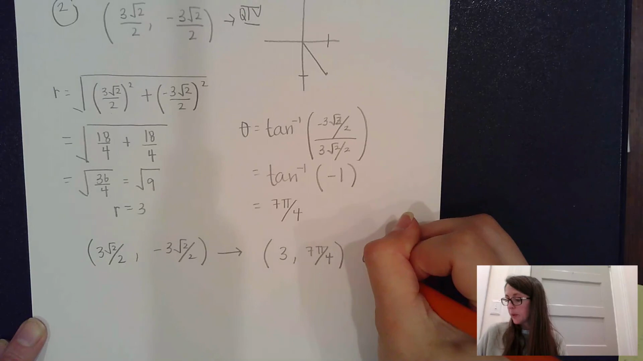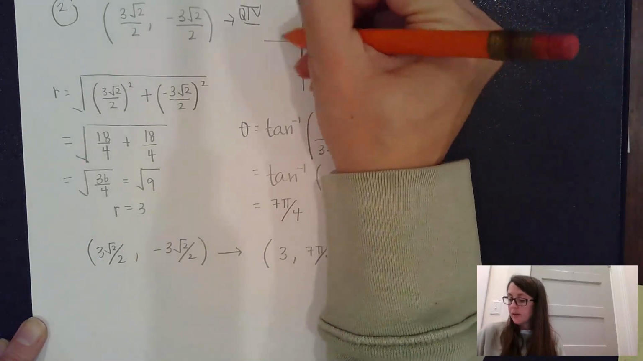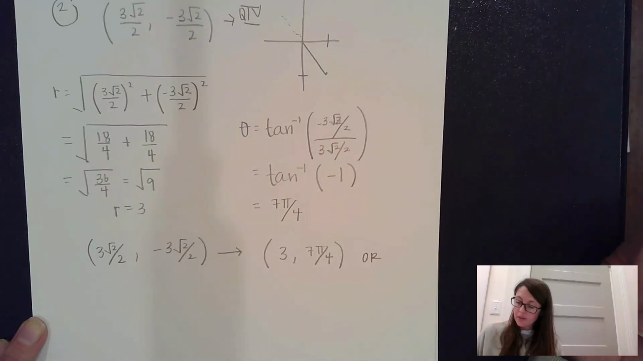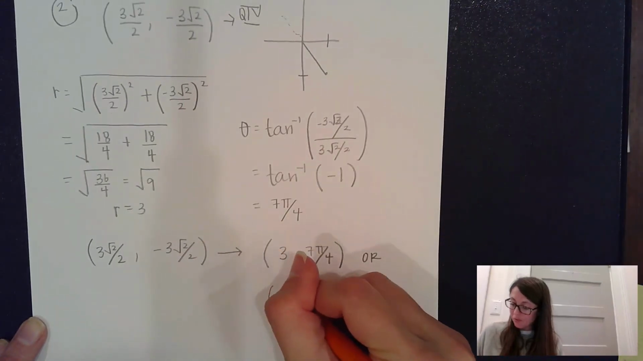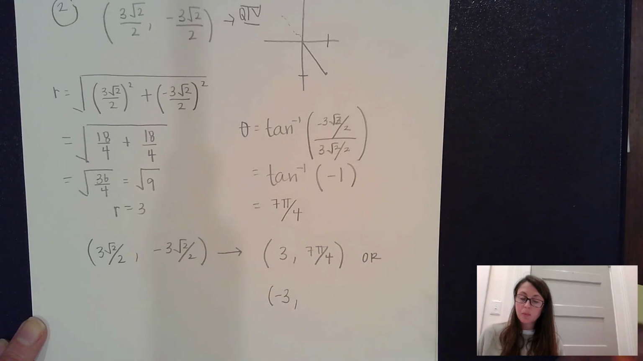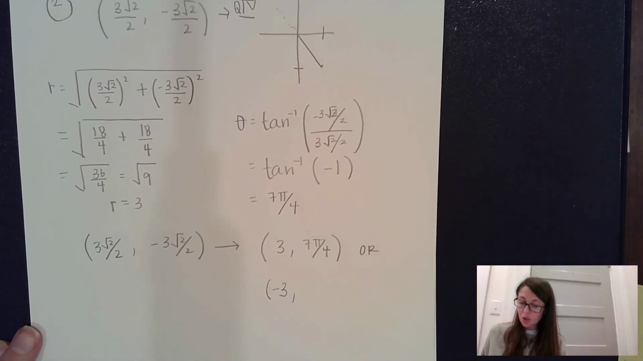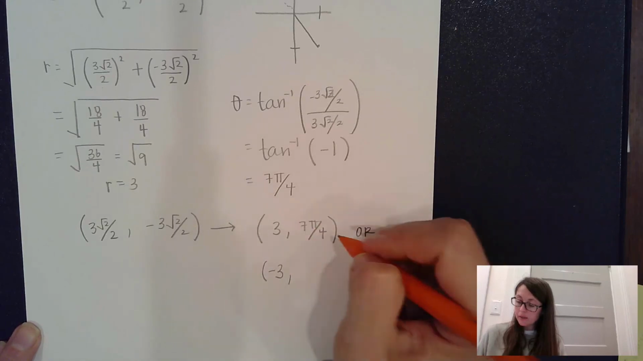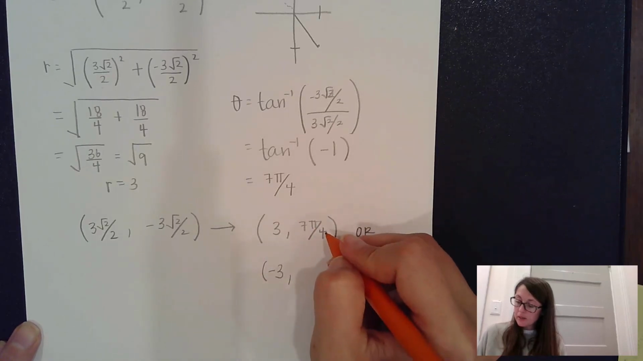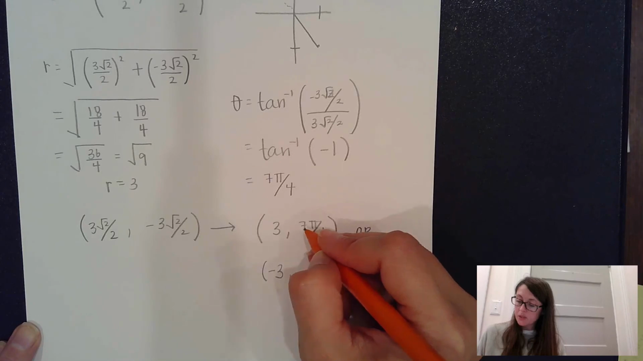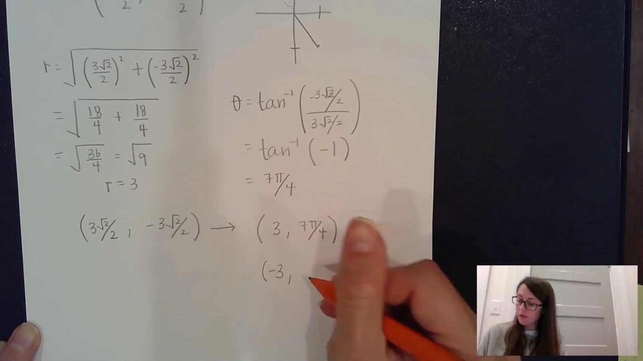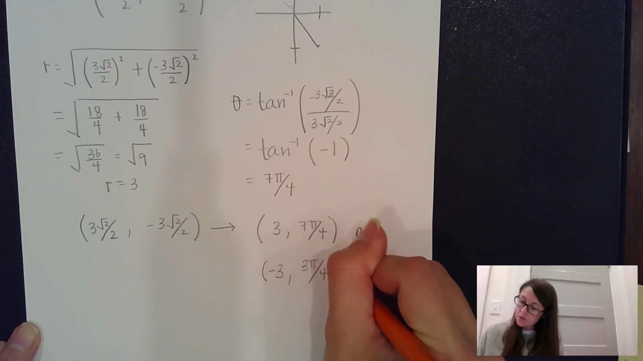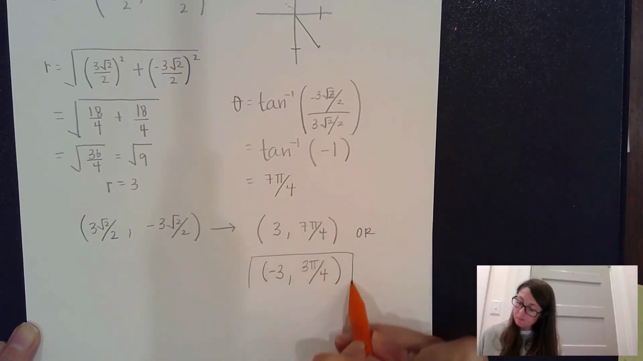Okay, but remember, we could also have something that represents here. So what would that be? That would be a negative 3, and then I will subtract a pi from 7 pi over 4. So that'll be 7 pi over 4 minus 4 pi over 4, which is going to be 3 pi over 4. So those are your two possible solutions there.